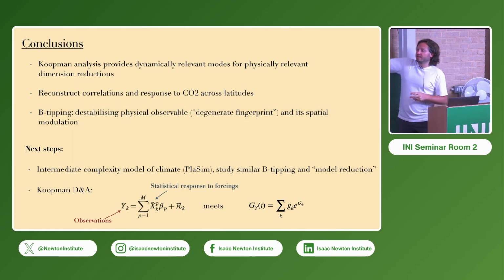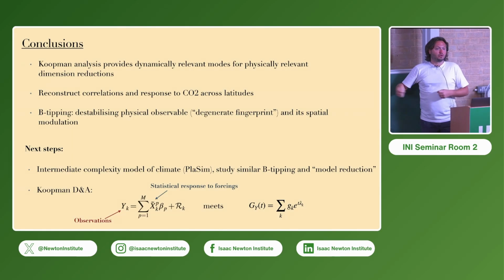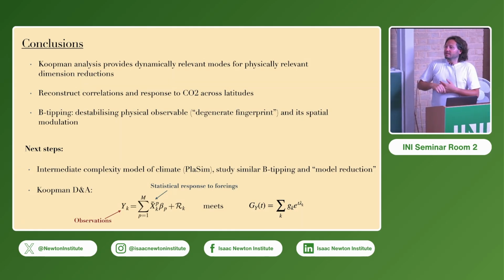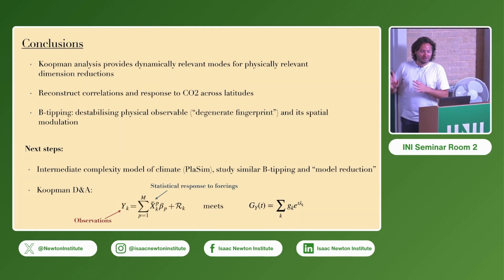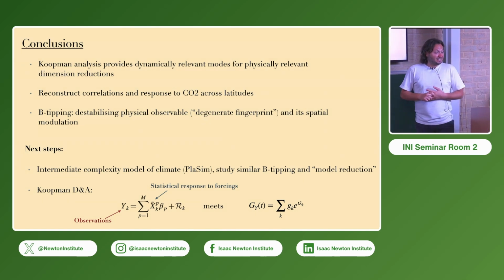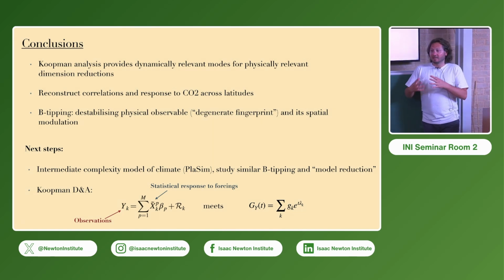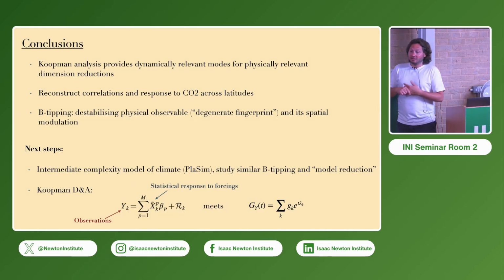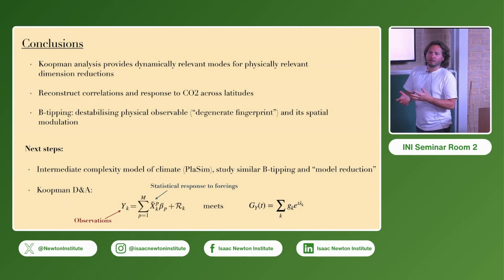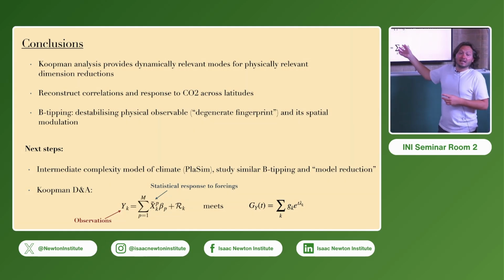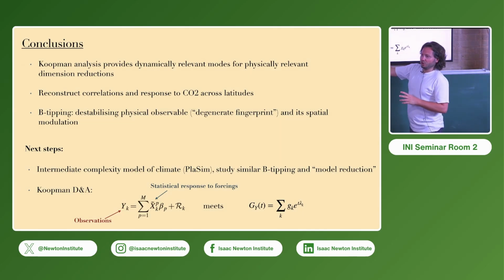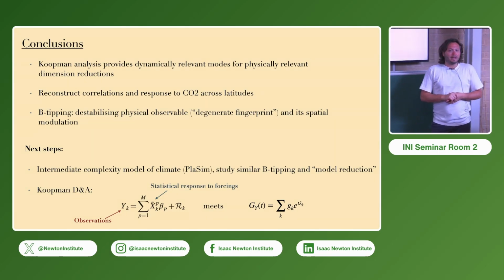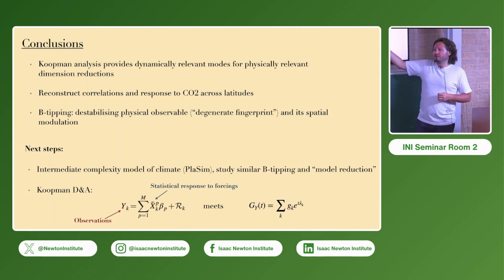For example, in this case, we were able to identify that the global average temperature was the best observable to pick. Something that I would like to do next, and if you have ideas, I'm very happy to take them, is this: the model is quite simple. It doesn't have fluid dynamics, which makes the analysis, even the Koopman analysis, much more complicated. What I would like to do is apply this to an intermediate complexity model, PlaSim, the Planet Simulator, look exactly at this type of bifurcation phenomenon, this snowball state, and see whether the modes and the eigenfunctions look similar.